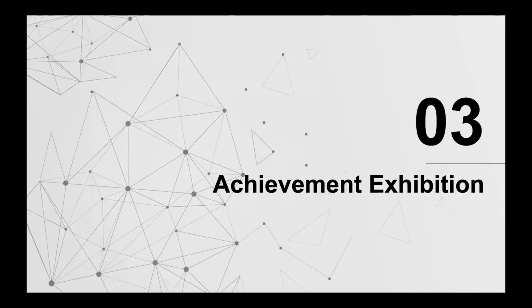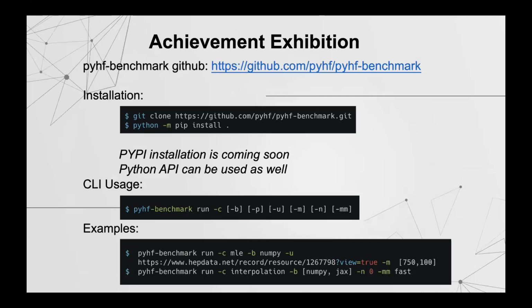And the third step is the achievement exhibition. All of the users can get the source code and the README introduction from the GitHub link. And the users can install pyhf-benchmark using the following command lines, and the PyPI installation is coming soon. And the users will also be able to use the Python API in the future. Now the users can use the command line. The following is the command line usage, and the following lines are the examples. More details about the command line usage and the examples can be found at the GitHub link.